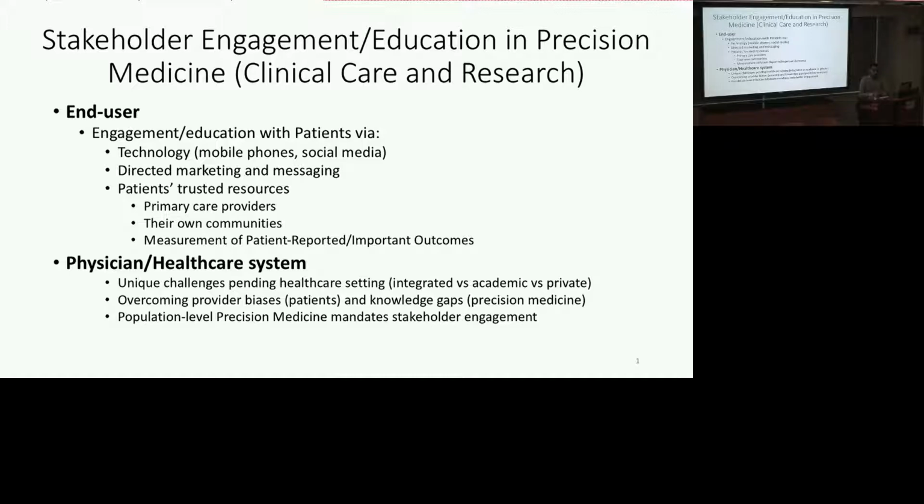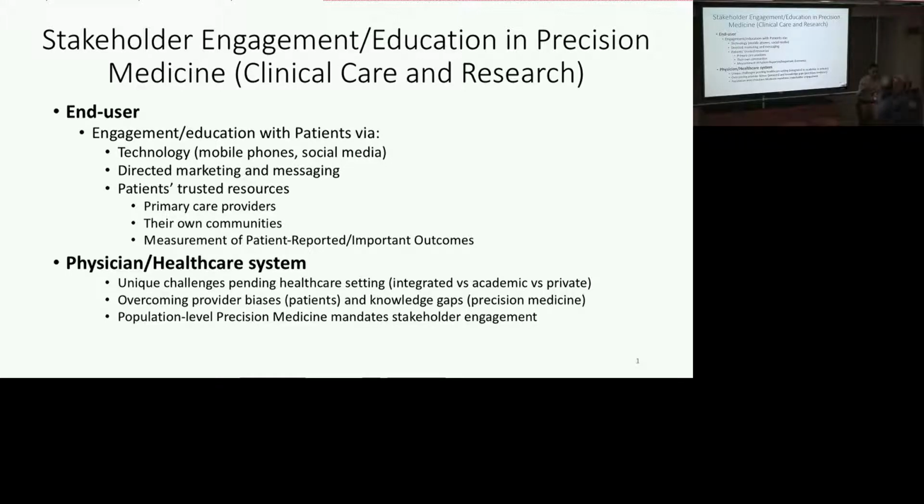If precision medicine implementation was easy, everyone would be doing it. It really has to do with the healthcare system that you're talking about, whether it's an integrated healthcare system, an academic center, or a private model. We talked about overcoming provider biases in terms of how they view patients, in terms of patient recruitment to trials, as well as knowledge gaps. This is stuff that most people have not learned about in med school, and that has implications as to how you practice.